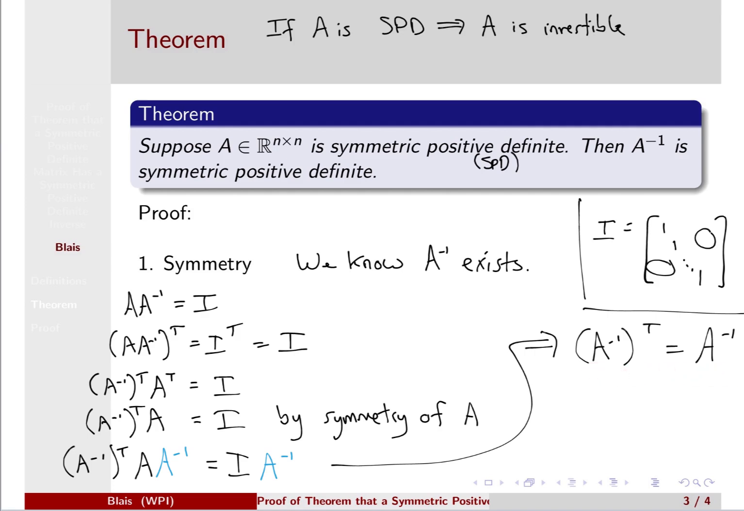So this tells us that A inverse is symmetric. As a result, we will often write for shorthand A inverse transpose as A to the minus T superscript. So this is just a shorthand that we often use. So this takes care of the first part of the proof. This proves that A inverse is in fact symmetric.